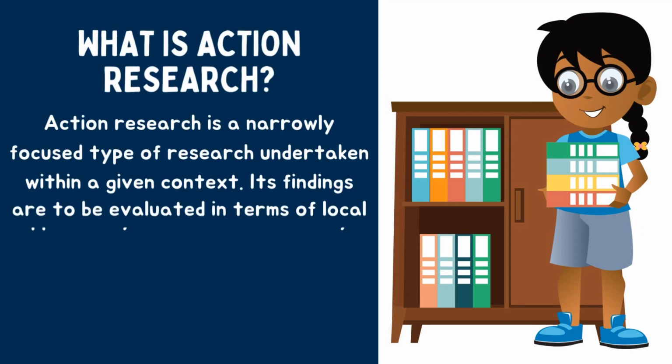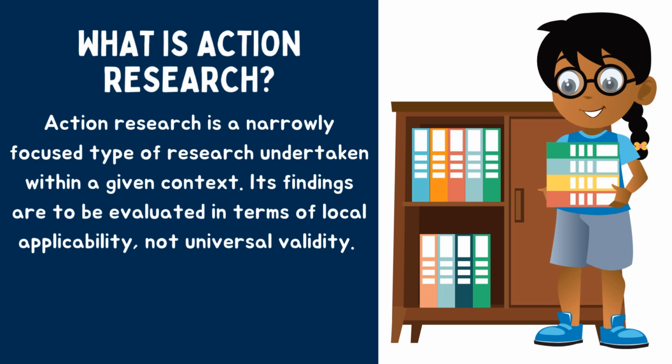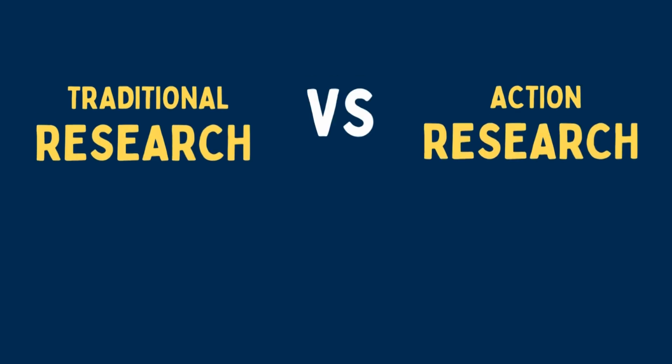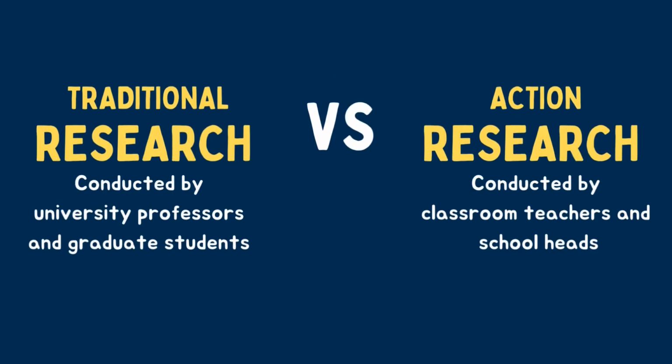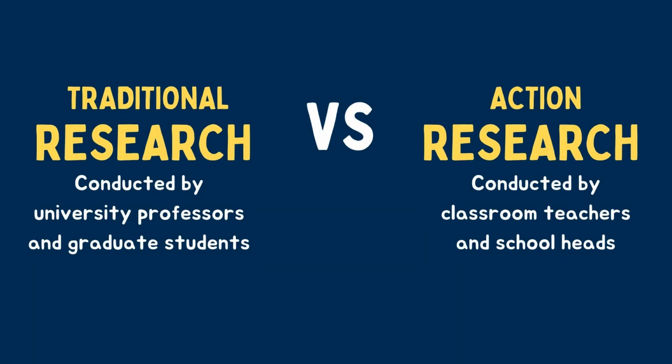Action research is a narrowly focused type of research undertaken within a given context. Its findings are to be evaluated in terms of local applicability, not universal validity. Traditional research is conducted by university professors and graduate students, while action research is conducted by classroom teachers and school heads.